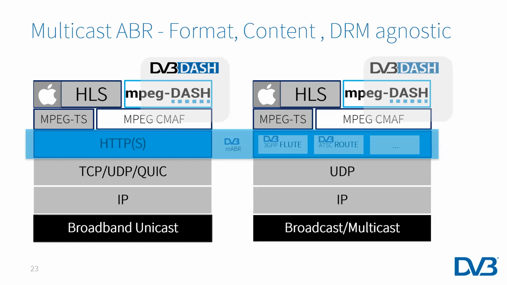On top of this DVB-mABR data plane specification, you can carry, basically it's agnostic, right? So you can carry whatever contents. Here on the figure, I mentioned HLS and MPEG-TS. It could have been smooth streaming as well. We mentioned DVB DASH because we had a particular focus. We wanted to be sure that it works perfectly with the DVB DASH profile for those who know this specification. But basically, DVB-mABR is agnostic regarding, again, the format, the content, and the DRM.